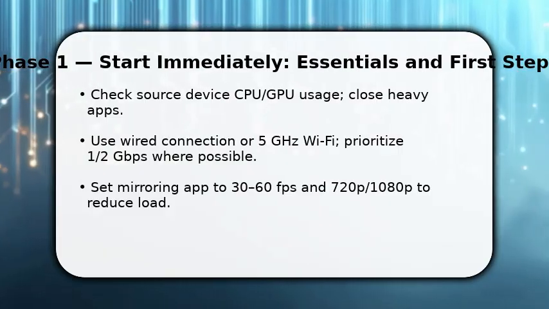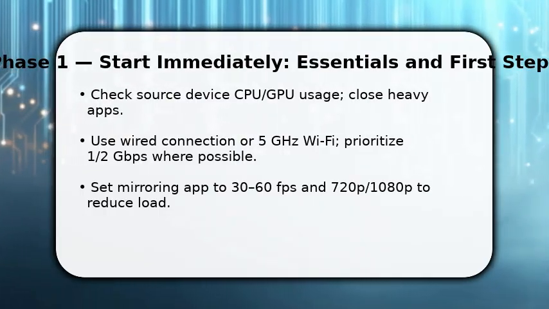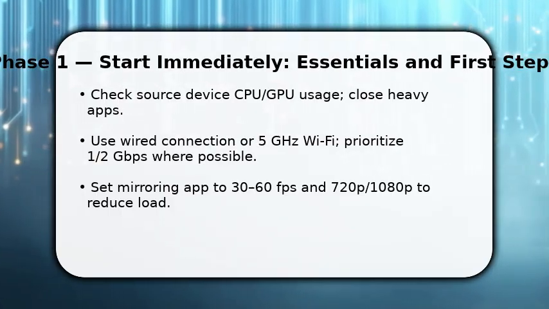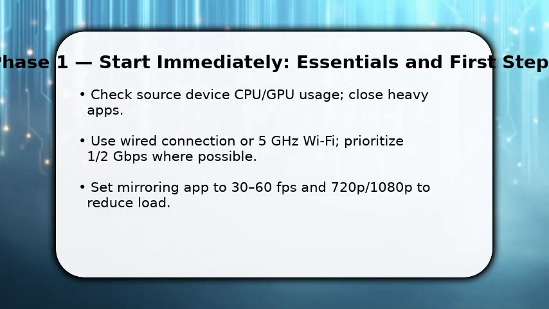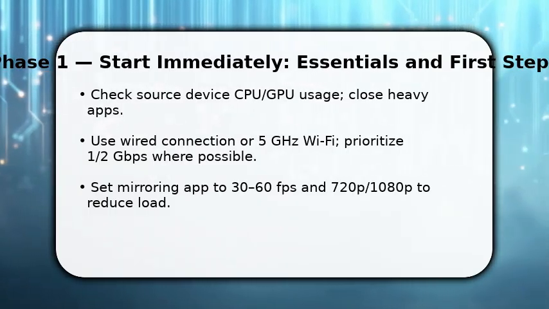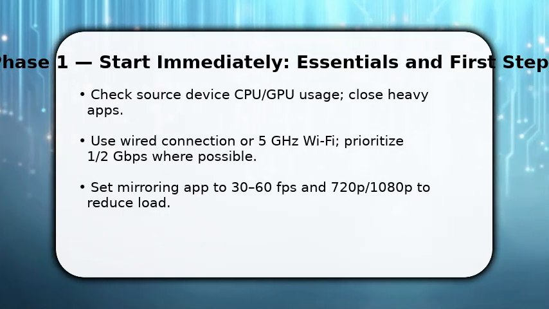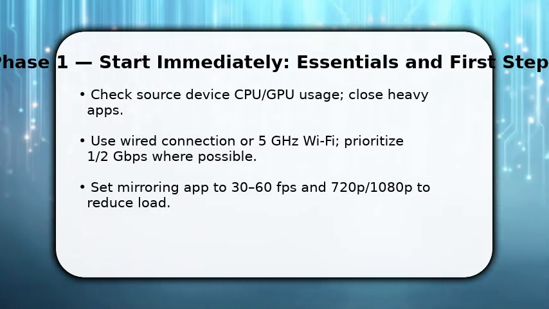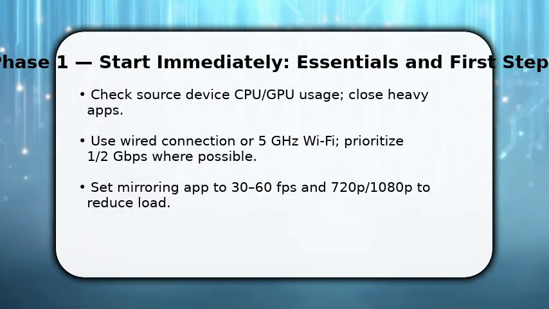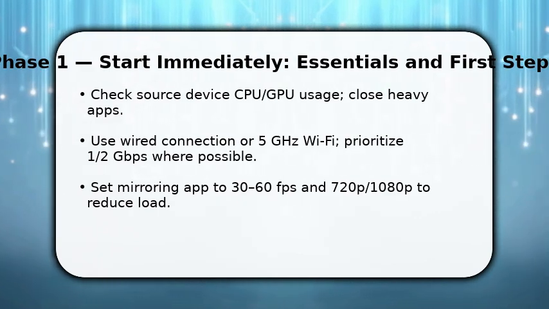You begin by confirming the essentials. Ensure your sending device has CPU headroom and your receiver is on a stable network. First, switch to a wired Ethernet or a dedicated 5 GHz Wi-Fi band, then set the screencast app to 30 or 60 FPS and lower resolution if needed. Once done, close background apps that use CPU, GPU, or network. This reduces encoding latency and prevents buffer bloat, so you can move to the next configuration steps immediately.